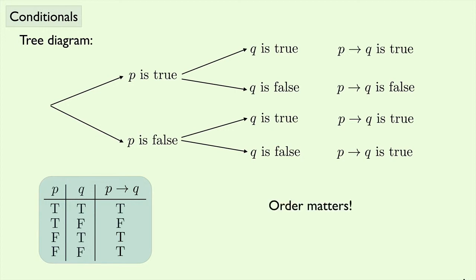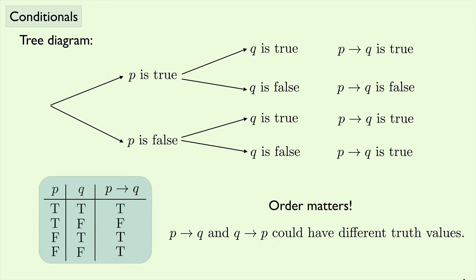Notice that order matters. The conditional of P then Q, and the reverse order, Q then P, could have different truth values. For instance, imagine looking at this row right here: P is true and Q is false. True and then false gives us a false. But if we reverse the order, false and then true, that gives us a true. So those truth values are different. The order does matter.